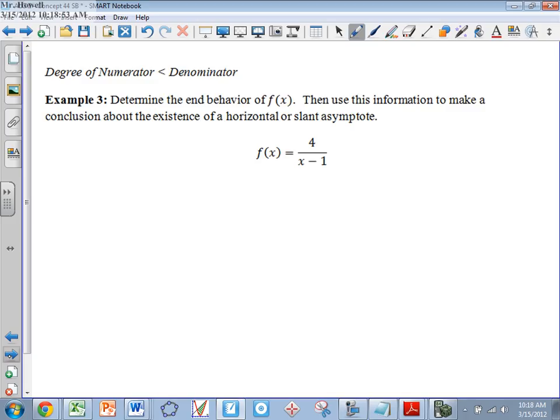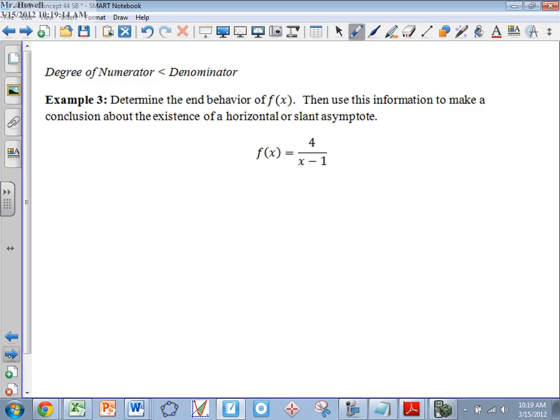Where the degree of the numerator is less than the degree of the denominator. It's less than. For this example, I can see here, and this is the tough part for this one. What's the degree of the numerator actually? 0. Why is it 0, Marcus? Because it doesn't have a variable. Absolutely. There's no variable there. So there's no exponent to look for.